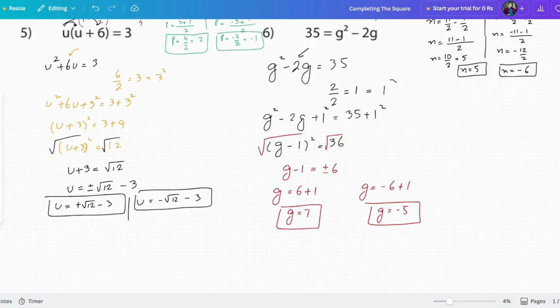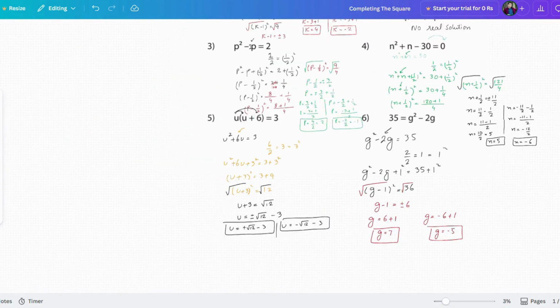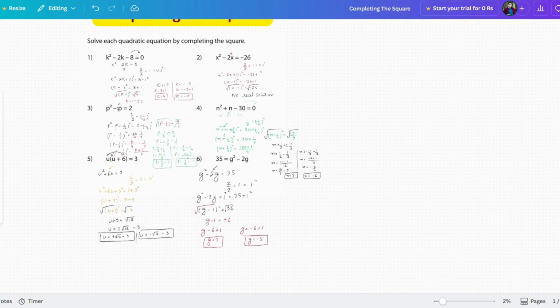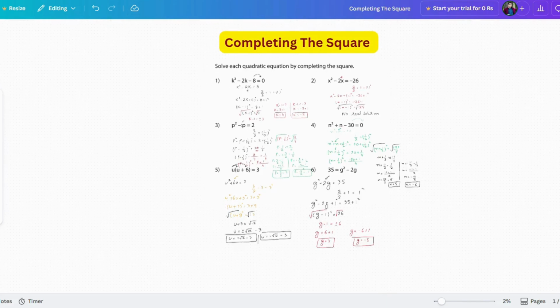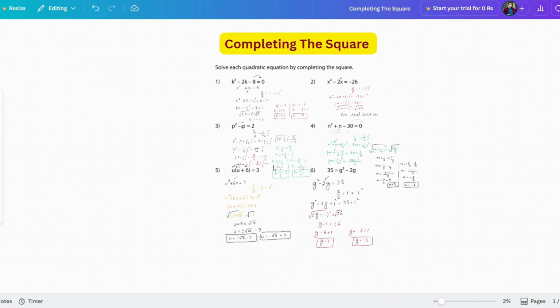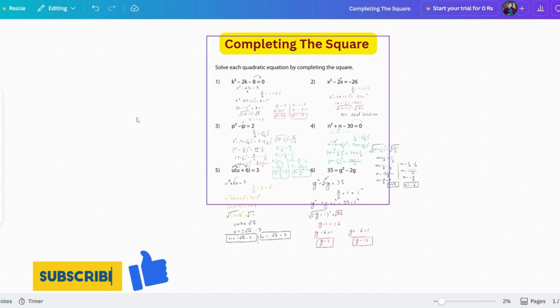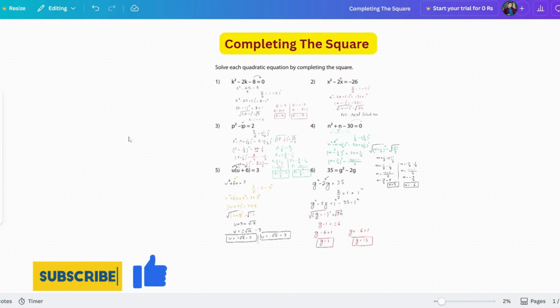Alright, so that's all about our today's class. These are the questions that I just did. Let me show you. Alright, these are the 6 total questions that I solved for completing the square. I hope you understood our today's lecture.